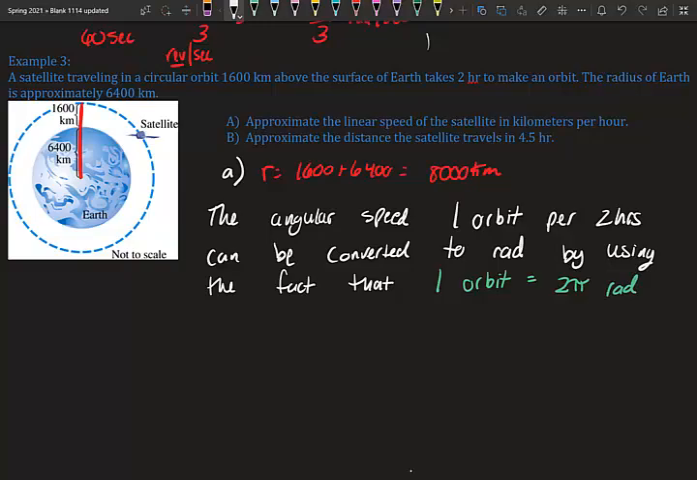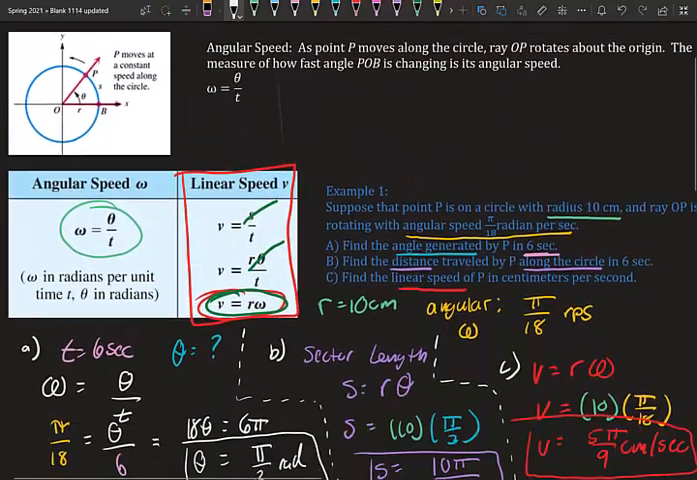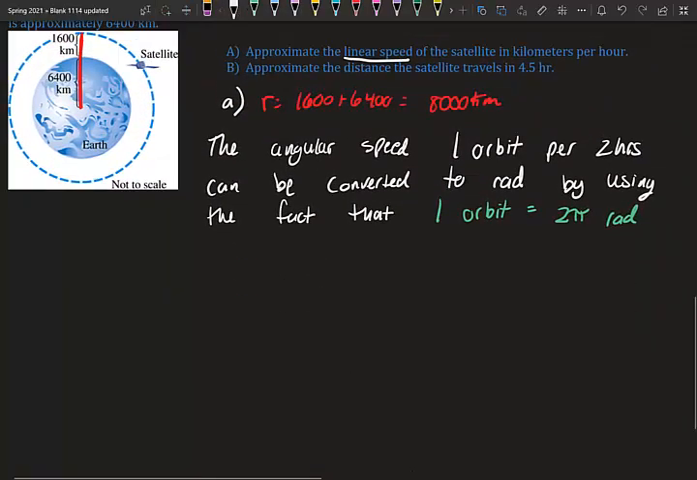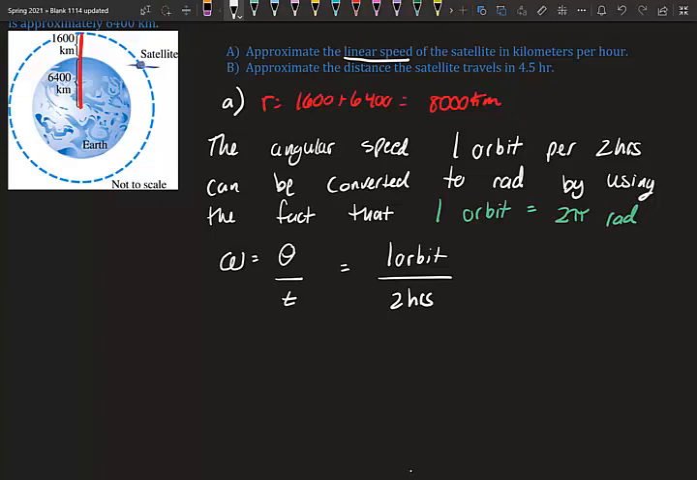So we can find the linear speed. So linear speed, if we go back to our formulas, that's the W one. So our formula is theta over t. So theta is one orbit every 2 hours. And then we need to multiply that by 2 pi because we want to know what is that in radians. So when we simplify this, we just get pi radians per hour. That's our angular speed.